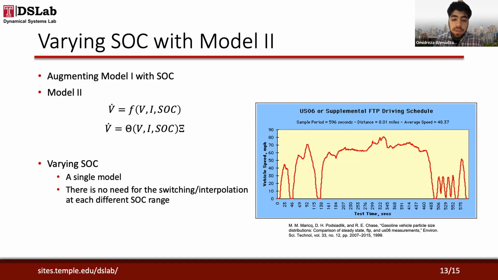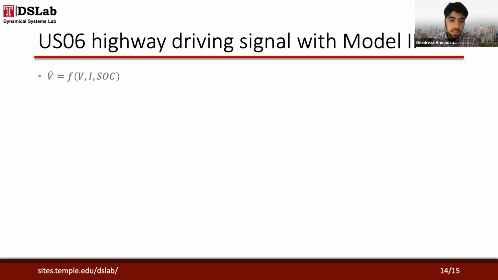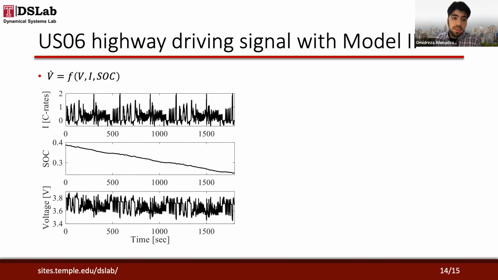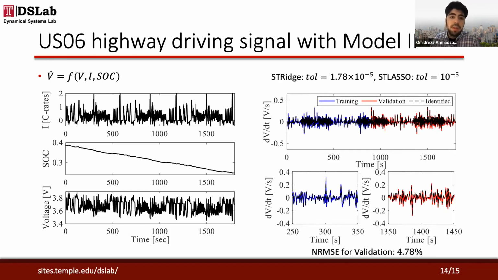In order to check the performance, we use the US06 driving schedule. Here is its velocity profile, and we use the current corresponding to this velocity profile. By using this current in our enhanced SPME, we got the following SOC and voltage, and as you can see, the SOC varies from 40% to 25%. For finding the optimal parameters, lambda was 10 to the power of -5. Again, the tolerance of the ST ridge is larger than the tolerance of ST lasso, which means that it gives us more sparse data.